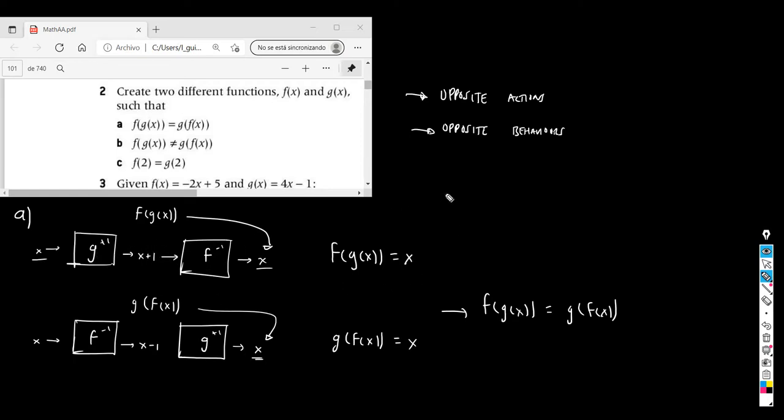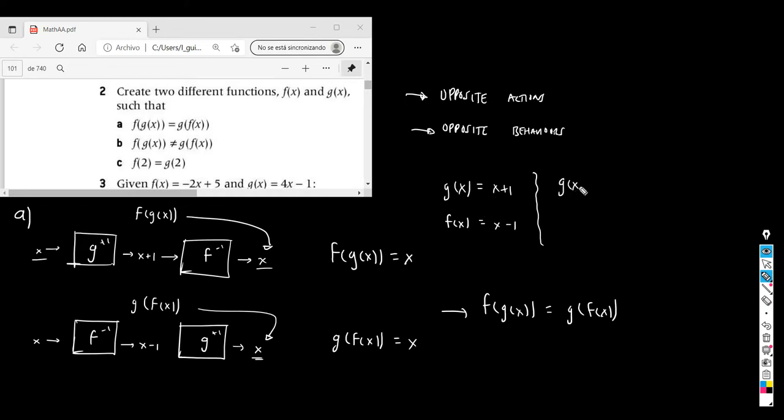I said g of x equals this one, and f of x equals the opposite, right? And for these two functions, this will hold. This will be satisfied. And any other two functions that are similar like this, that are inverse functions.